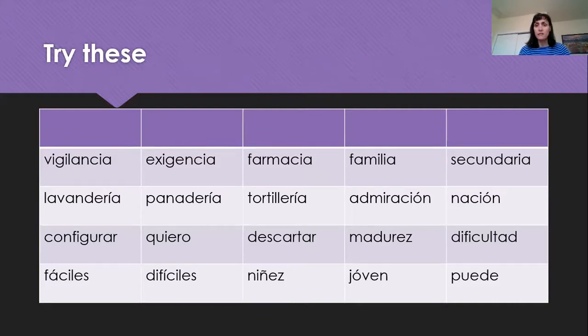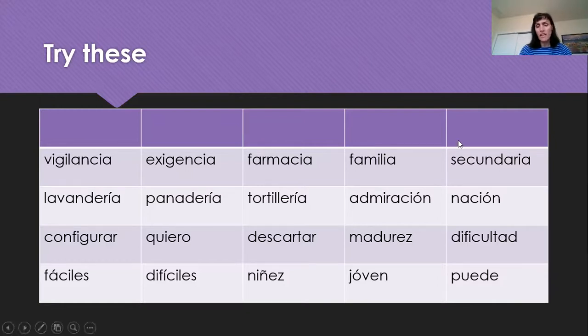Vigilancia, vigilancia. Same thing here with exigencia. The I and the A are making one sound at the end. We're emphasizing the second to last. Exigencia. Same thing with farmacia. The I and the A stay together. They're one sound. Farmacia.